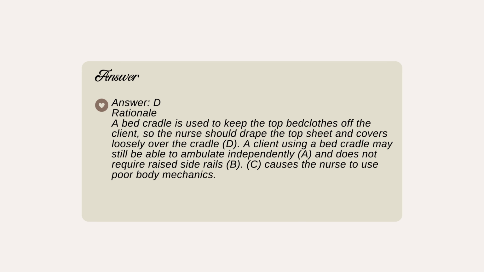Answer: D. Rationale: a bed cradle is used to keep the top bedclothes off the client, so the nurse should drape the top sheet and covers loosely over the cradle. D. A client using a bed cradle may still be able to ambulate independently. A. And does not require raised side rails. B. C. Causes the nurse to use poor body mechanics.